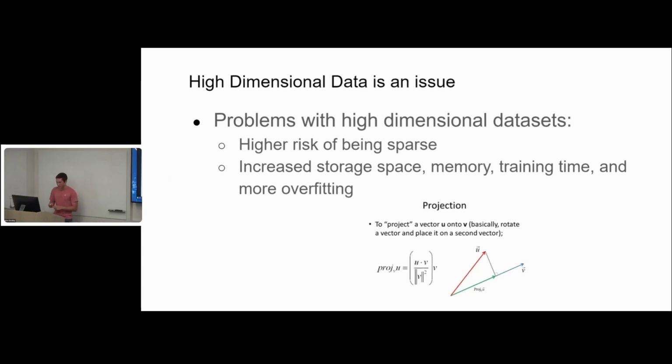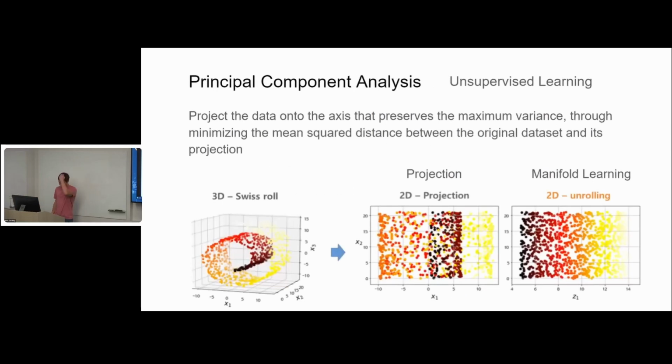So this is where we're going to use two techniques. One of them involves projections. You should probably have learned this in some math or geometry class, or I think Math 200 teaches this. To project a vector u onto v, it's like projecting a vector with a slope onto a straight line, so less information is stored. What principal component analysis does is project the data onto the axes you want, into a lower dimension, while preserving the maximum variance and minimizing the mean square distance to the original data set.